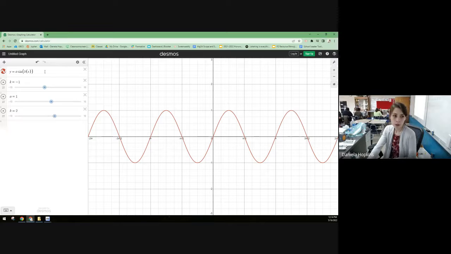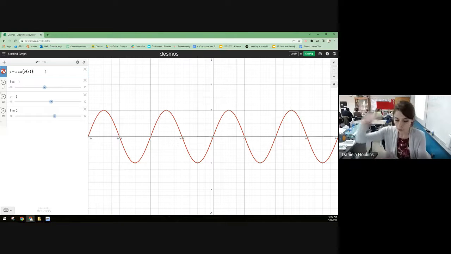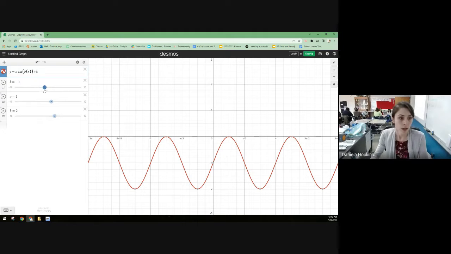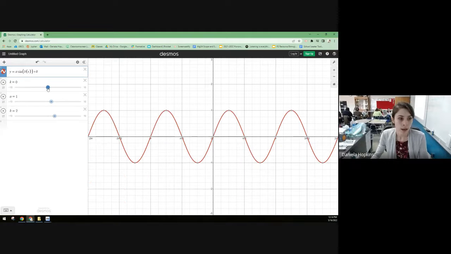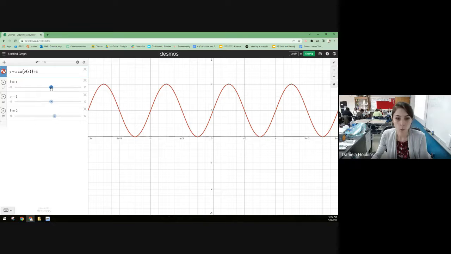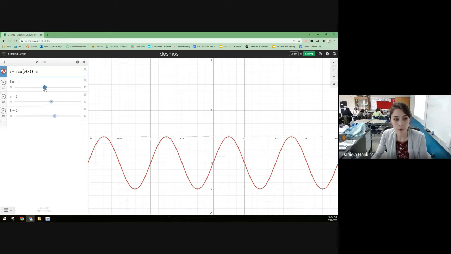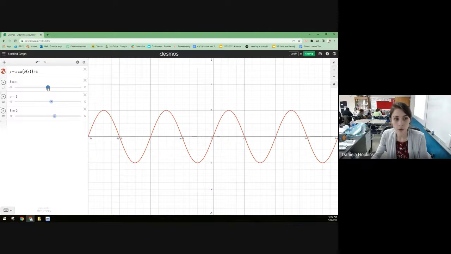So now what we're going to talk about is, first, a vertical translation up or down. So that's our plus k. And so you can see if you add, so that's at 0. If you add 1, it shifts up 1. You add 2, it would shift up 2. If you subtract, it would shift down. Okay, so that's going to be our vertical shift.